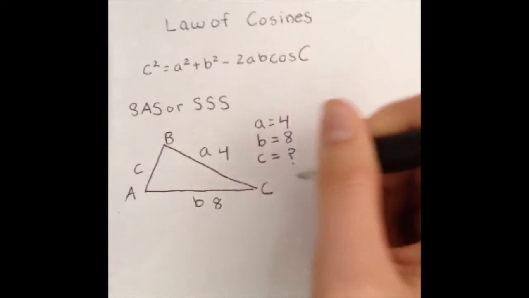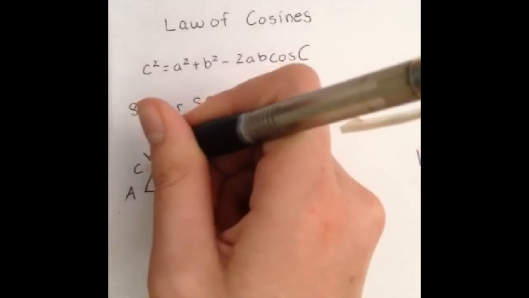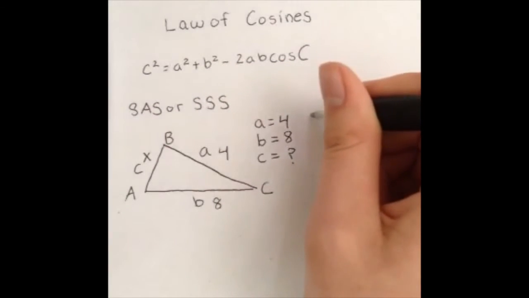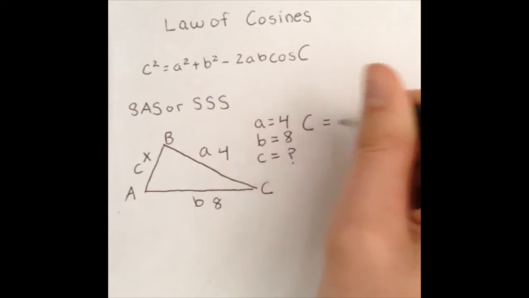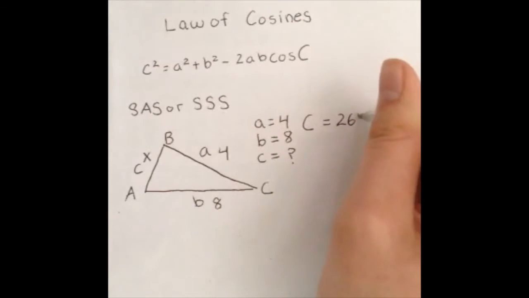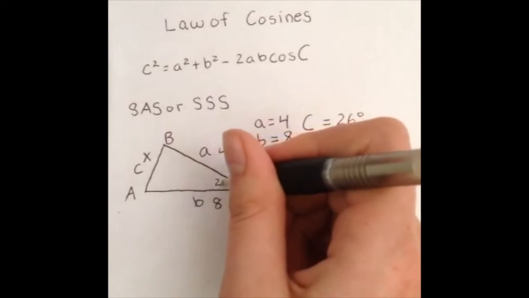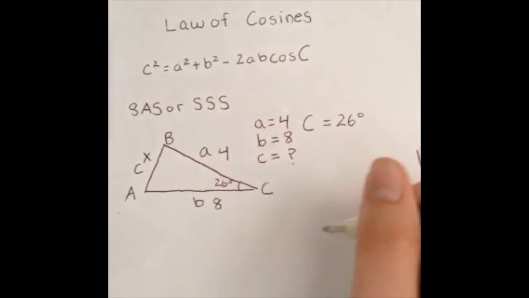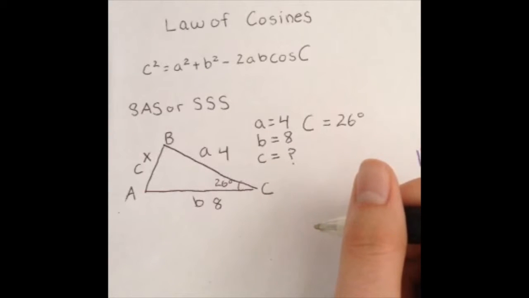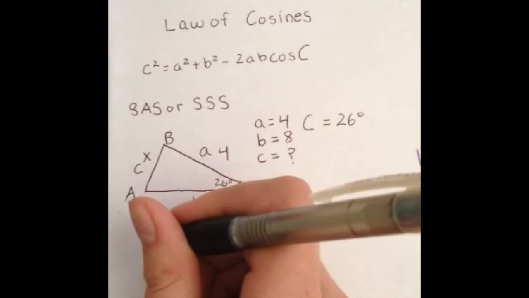We don't know what side C is, and that's what we're solving for, so we'll label C X. We know angle C is 26 degrees, so we'll put that into our triangle. And that's the angle in between sides A and B. Okay, so in order to solve for side C, we need to plug all of our values into the equation for the law of cosines.